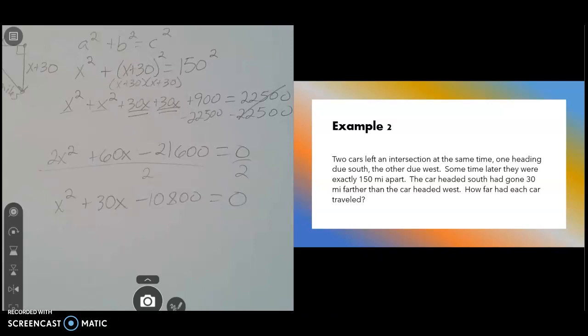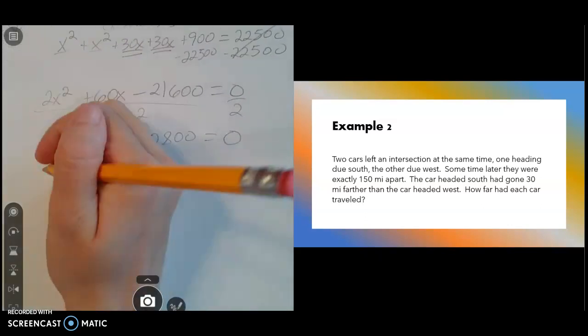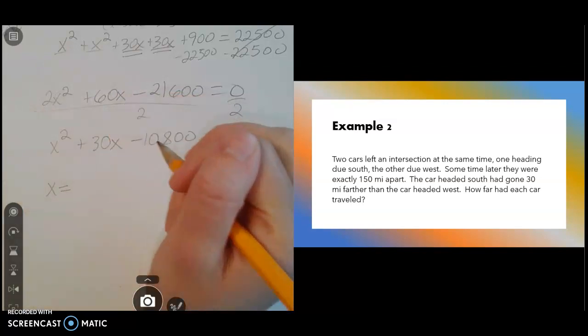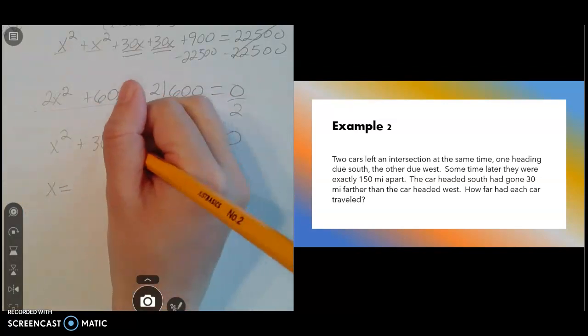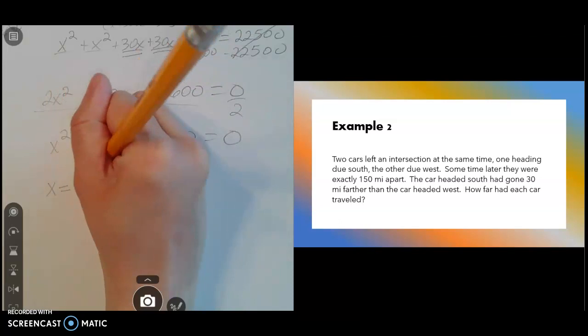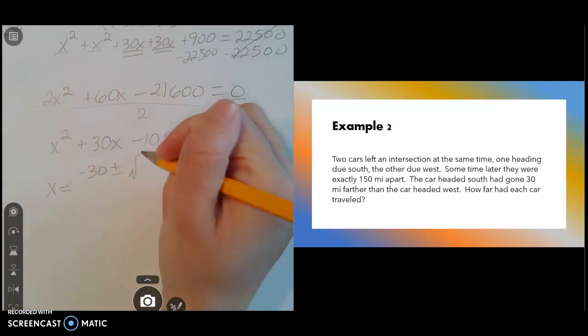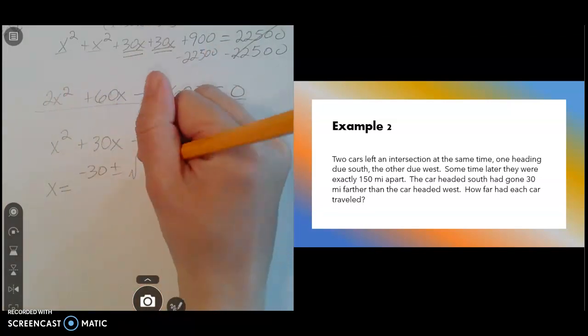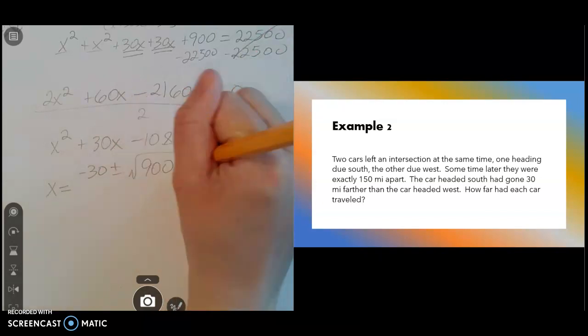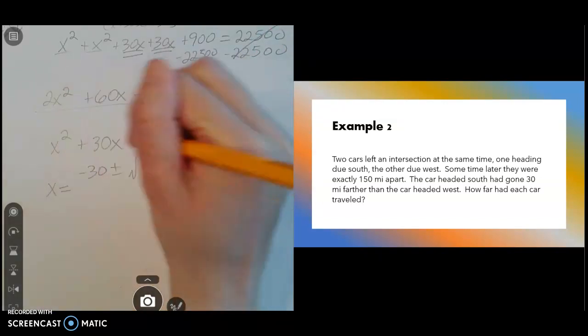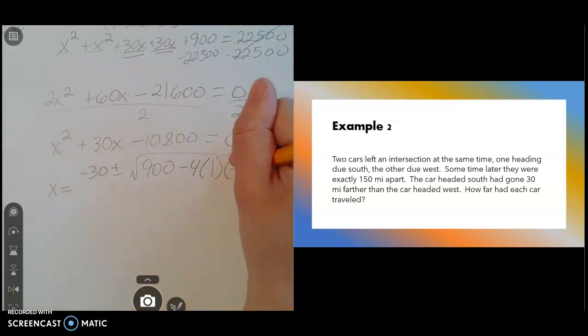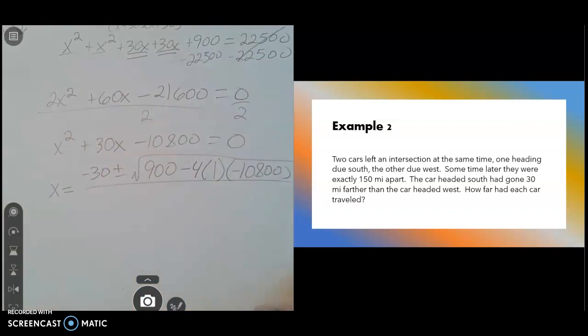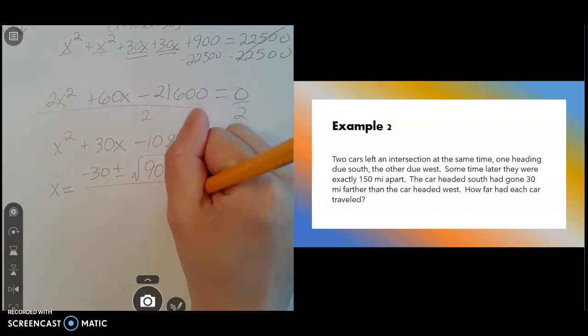This might factor, but I don't feel like looking at multiples of 10,800. That seems like a long list. So how about we just go right to the quadratic formula. So x equals the opposite of b, so negative 30, plus or minus the square root of b squared, so 30 squared, 30 times 30 is 900, minus 4 times a, which is 1, times c, which is negative 10,800, all over 2a. 2 times 1 is 2.